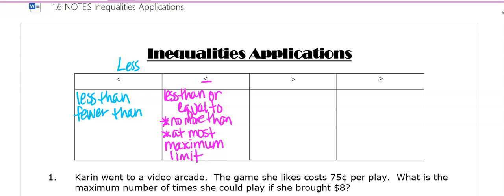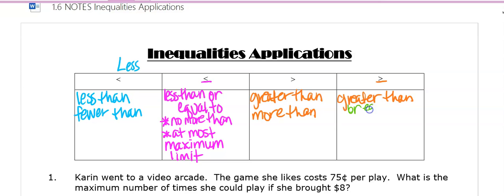Then we have this one, which is greater than or more than. So be really careful. It sounds similar. I can spend more than $20, okay? It's a little bit different. So then over here, this one would be, of course, it has our equal to underneath it. So it would be greater than or equal to.